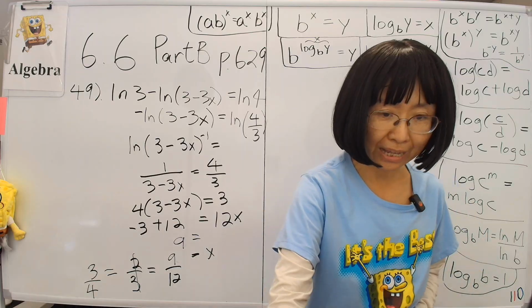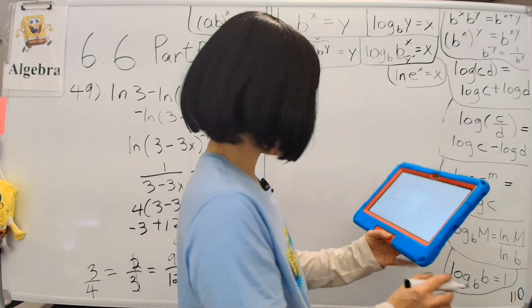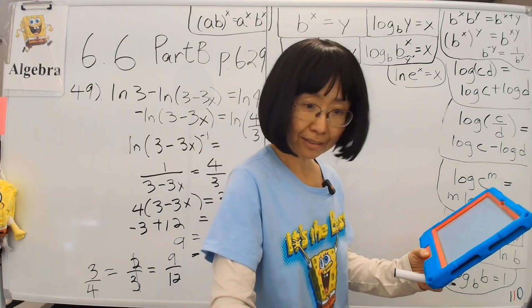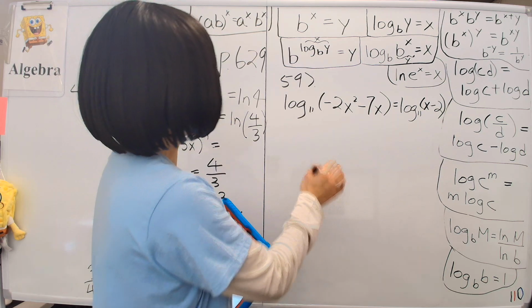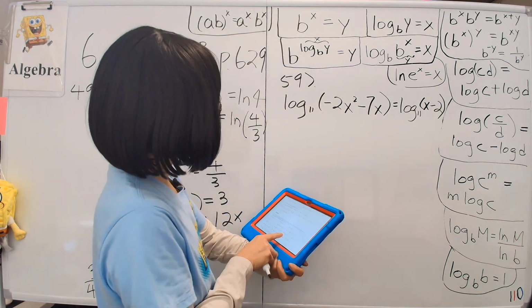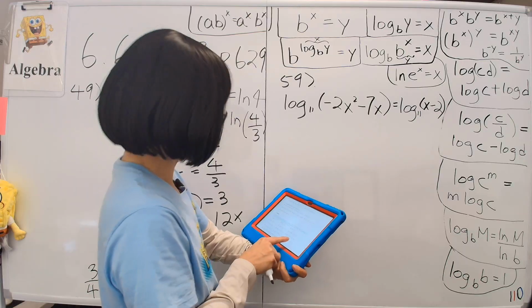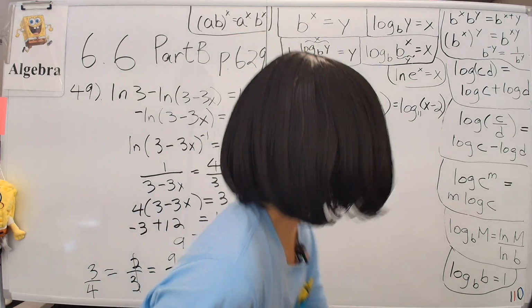Okay, that's for next. So next, let's look at problem 59. Let me write it down. I forgot to write it down. Okay, next, let's look at problem 59, which says log base 11 of negative 2x squared minus 7x equals log base 11 of x minus 2. All right, so let's work on that.